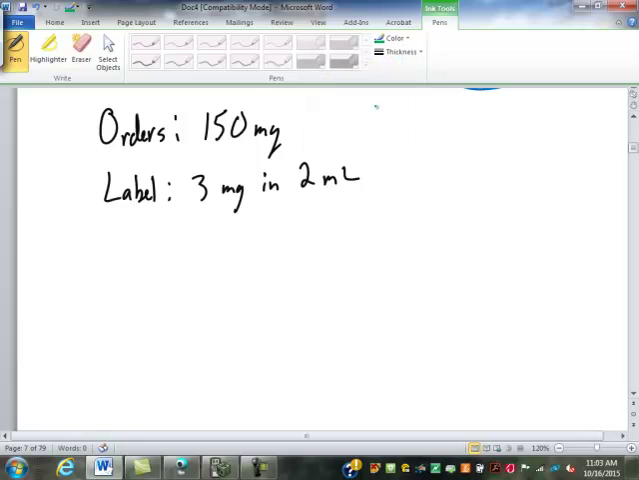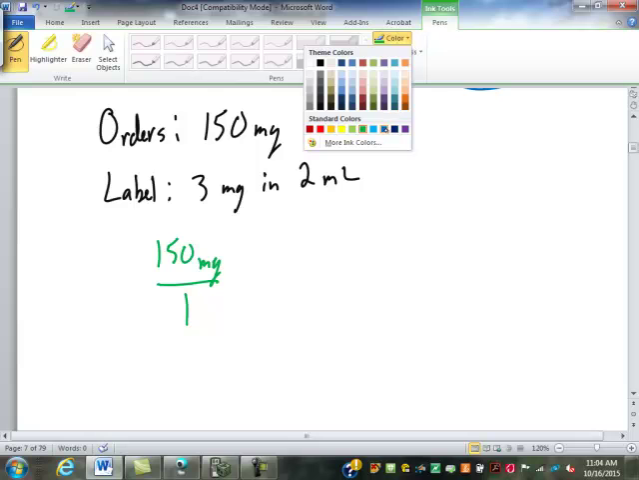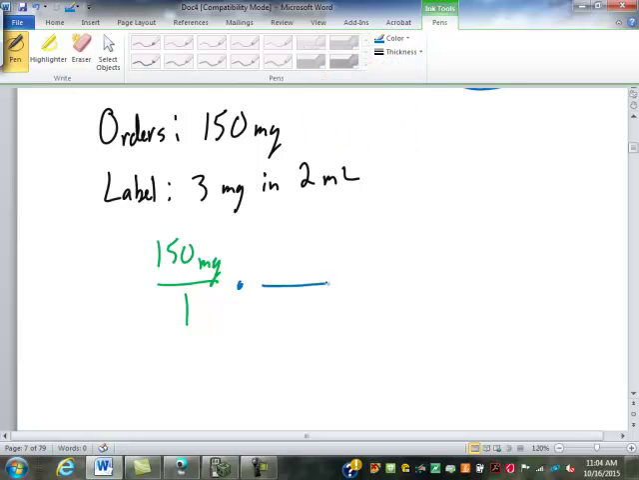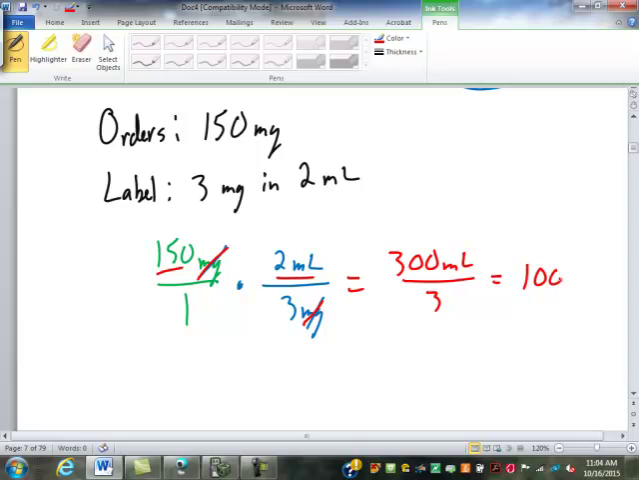Okay, so where do we start? Doctor's orders, 150 milligrams. What do we have to do to that? Put it over 1. And then multiply by? Okay, we know the 3 milligrams has to go on bottom so that they can cancel out. And then 2 milliliters would be on top. So they cancel. Then what? 150 times 2, 300 milliliters. 1 times 3 is 3. That divides out to be 100 milliliters.